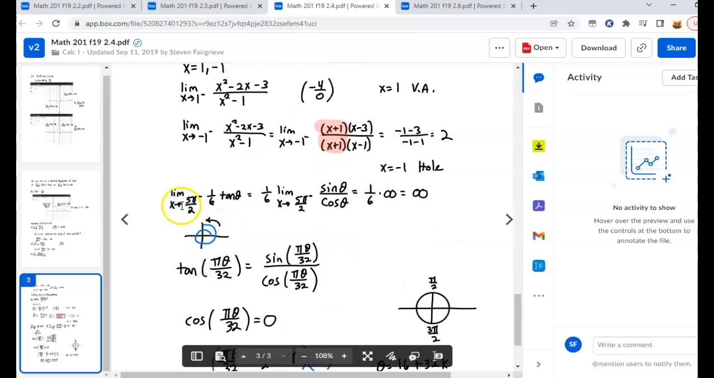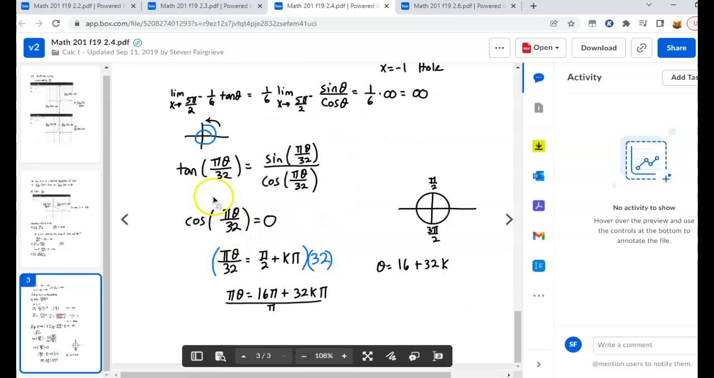We also did an example with the tangent function. When did the tangent of this thing have a vertical asymptote? This was a little bit more of a mess, but basically tangent, anytime it's undefined, cosine is 0, you're going to have a vertical asymptote.